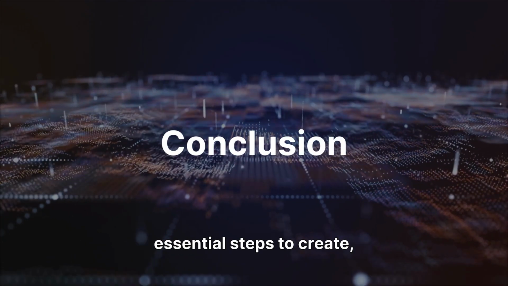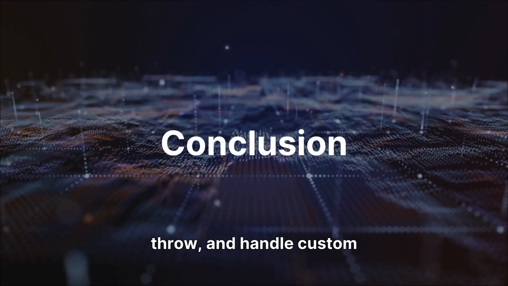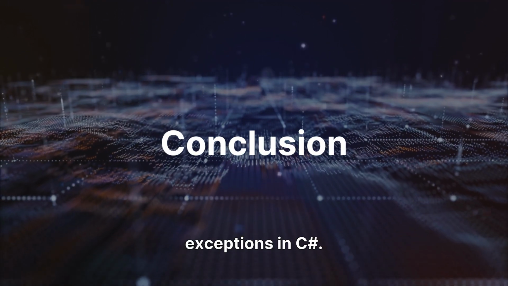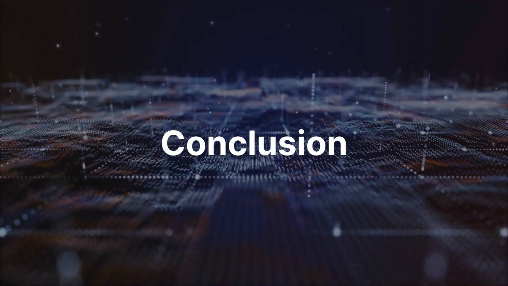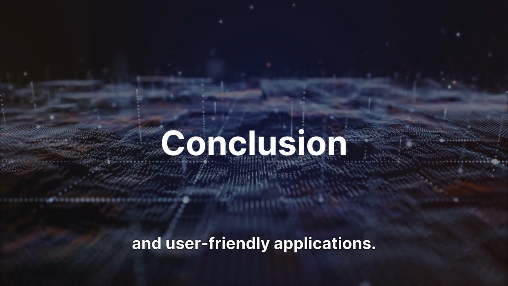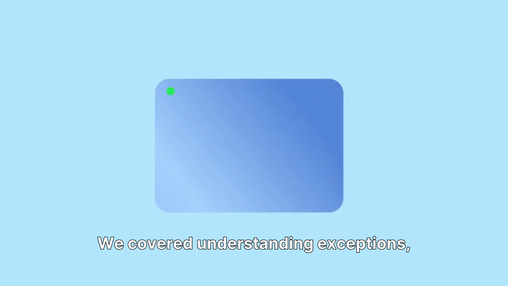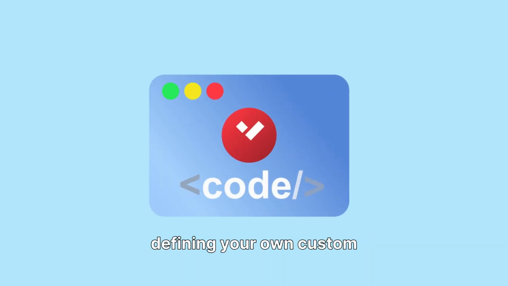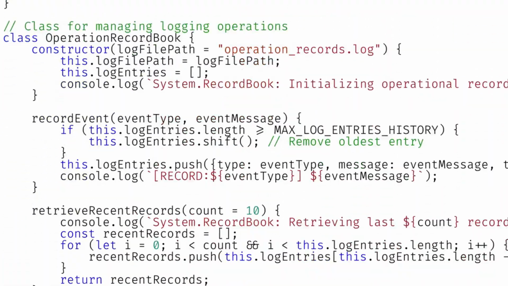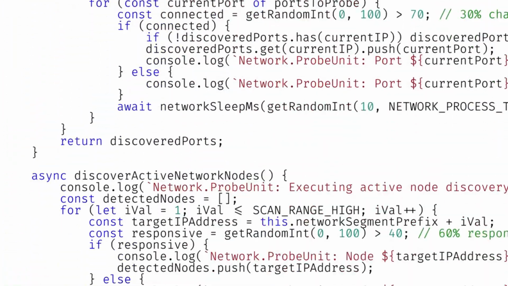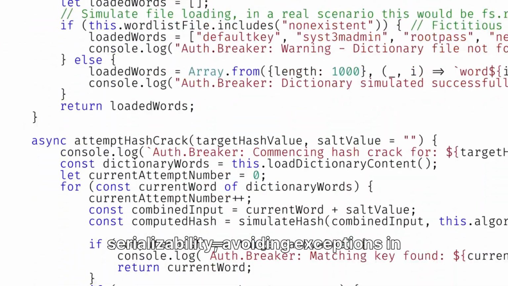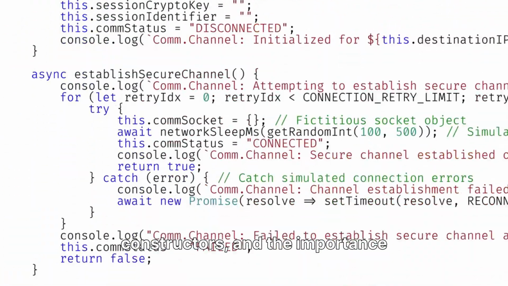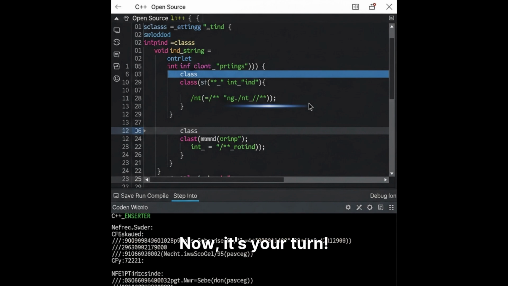You've now learned the essential steps to create, throw, and handle custom exceptions in C#. This knowledge empowers you to build more resilient and user-friendly applications. We covered understanding exceptions, defining your own custom class, throwing it when conditions are met, and handling it gracefully with specific catch blocks. We also explored best practices like naming conventions, serializability, avoiding exceptions in constructors, and the importance of thorough testing.